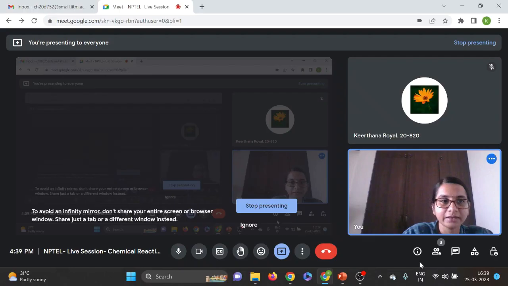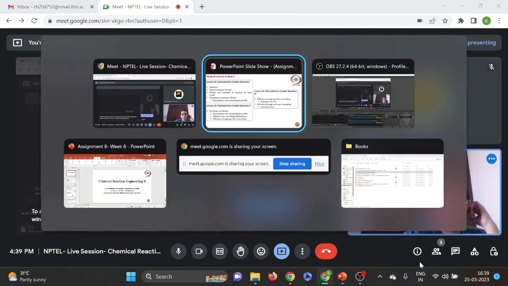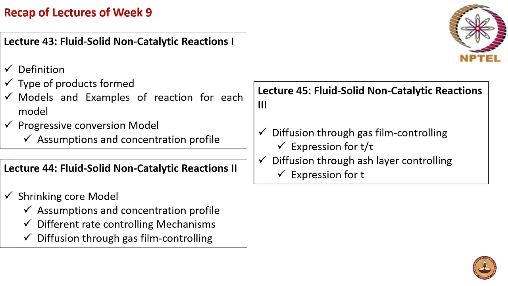Any clue, Kirtana? What is tau? Tau is the time for complete conversion. Okay. And then the next discussion was on diffusion through ash layer controlling the reaction, and the expression for time for such a reaction was discussed. Okay. Now let's go on to the practice assignment session.